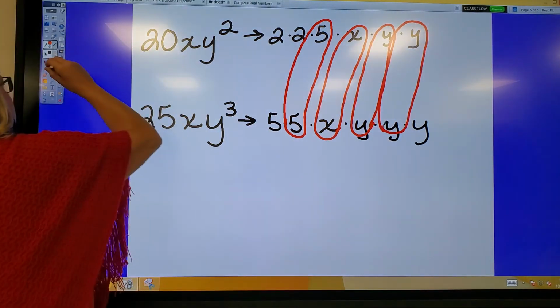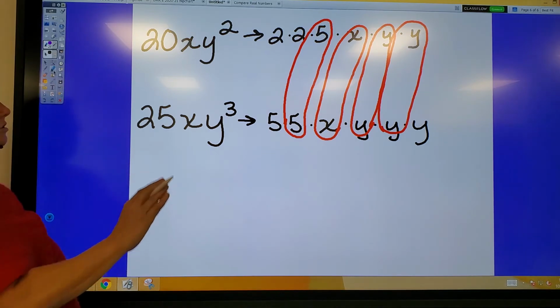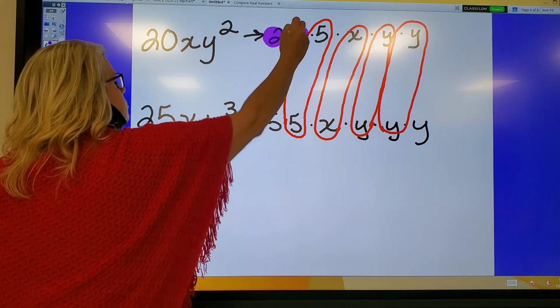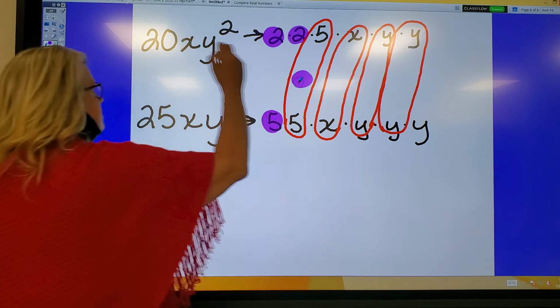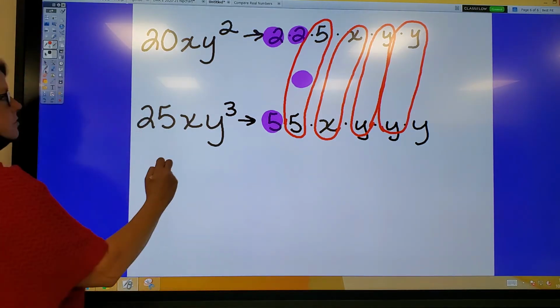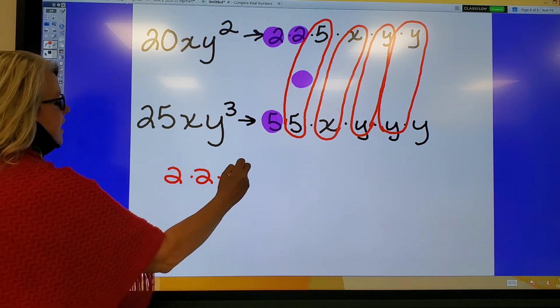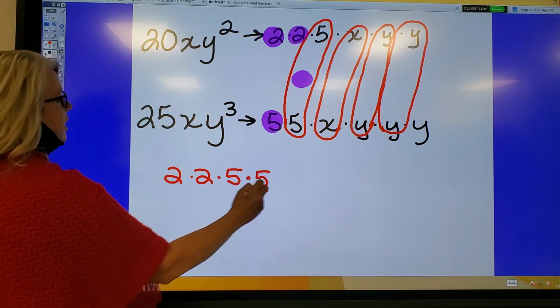Okay. So I'm going to focus on my numbers first. 2, a 2, a 5, and this 5 that they share. So 2 times 2 times 5, and the 5 that they share.